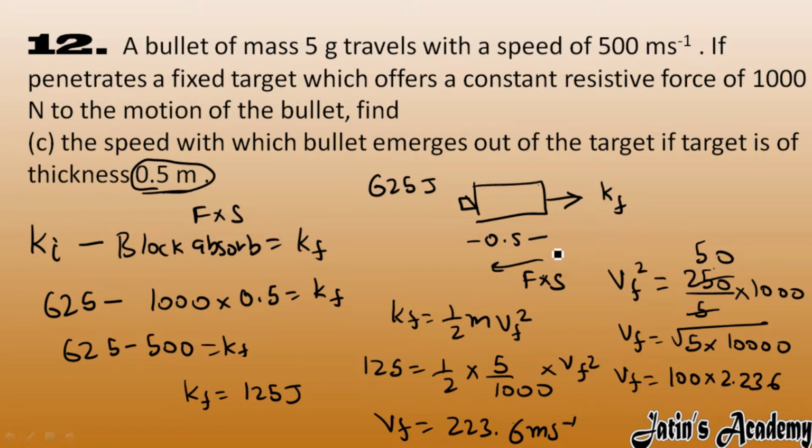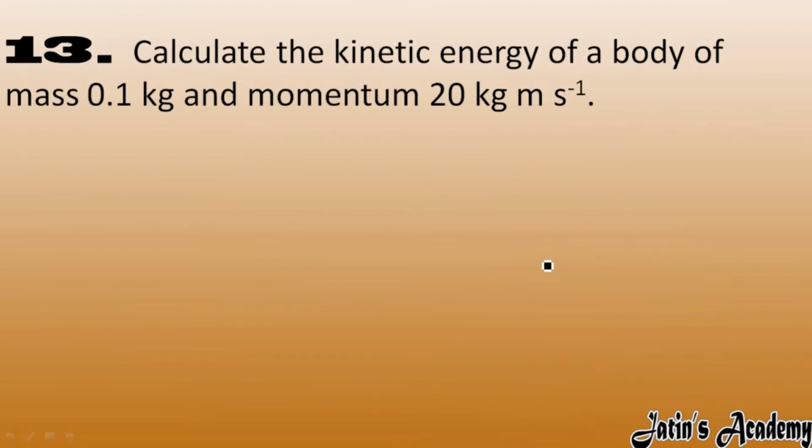Clear? Next we have to calculate the kinetic energy of a body of mass 0.1 kg and momentum as given. Here momentum and mass are given, we have to calculate kinetic energy.